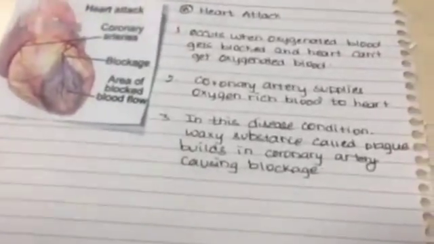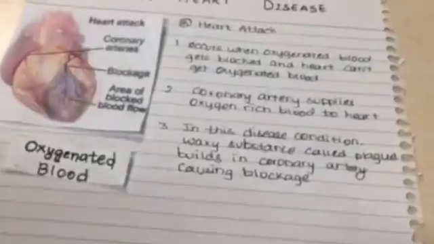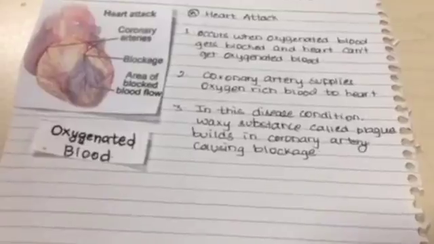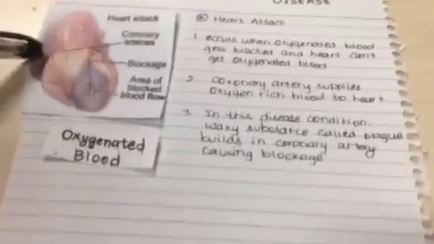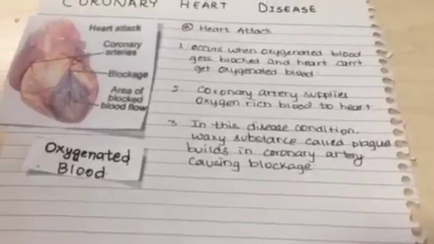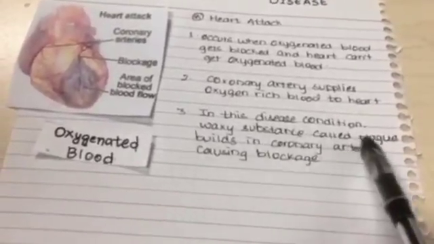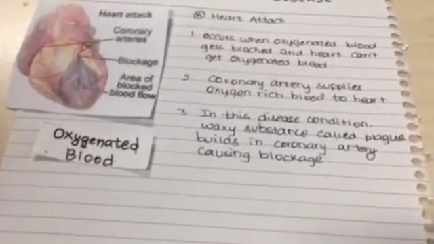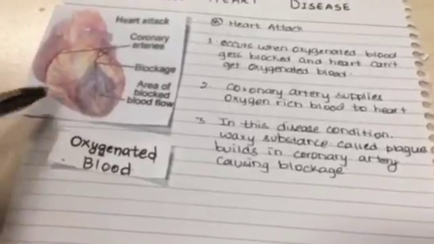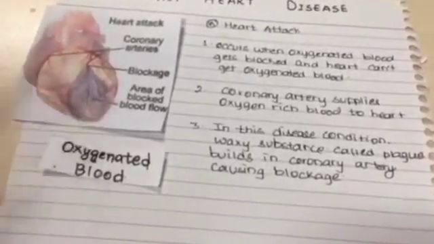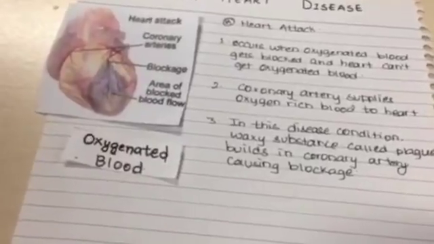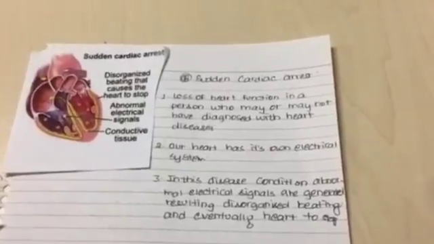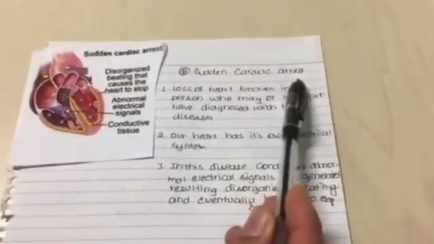Heart attack occurs when oxygenated blood gets blocked and the heart can't get oxygenated blood. The heart receives the oxygen-rich blood through coronary arteries. In this disease condition, a waxy substance, called the plaque, gets deposited in a coronary artery, which causes blockage, and that's the area of blocked blood flow, so the heart muscles can't get oxygen-rich blood, and that results in the heart stopping and causes a heart attack.